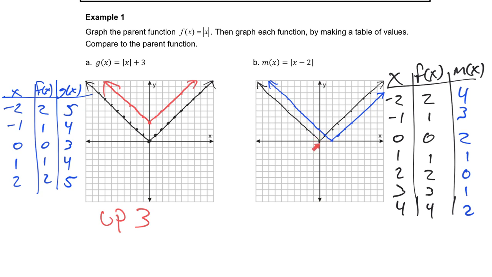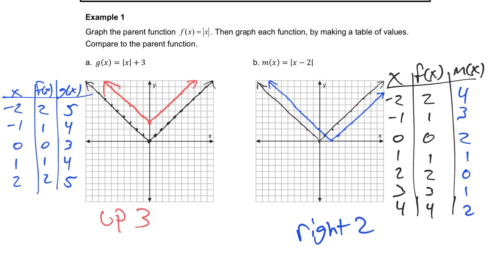The problem is, look at your vertex. The vertex here was actually shifted over. So the V is to the right 2. Everything's shifted over 2 spots. So when I write down how the parent function would compare to it, you can say that we went to the right 2 spaces.